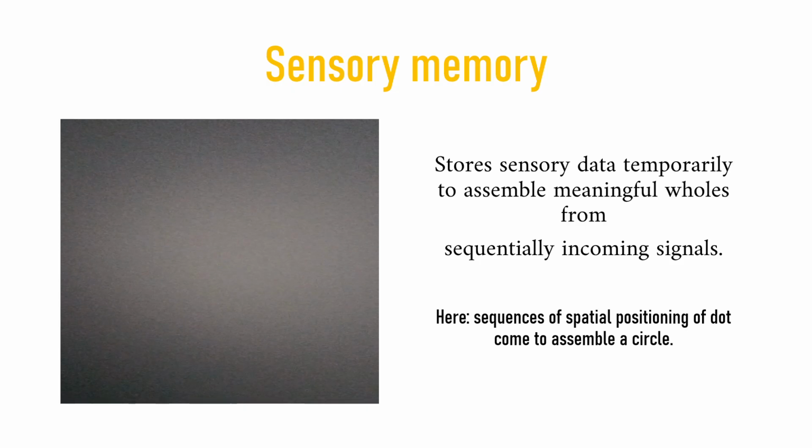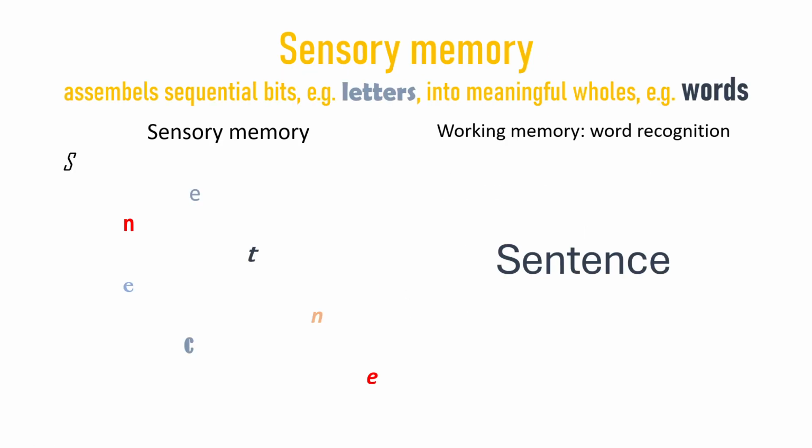But your sensory memory, that's how our brains have been designed to deal with it, stores all the locations of the dot for a few moments, so that it can present to you the image of a geometrical figure, something like an oval or circle. So this is what sensory memory does.